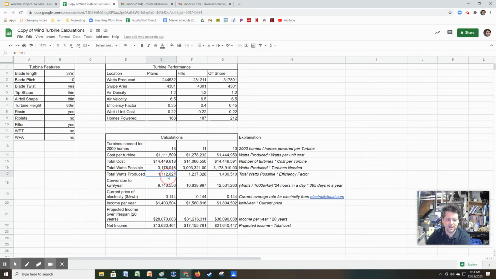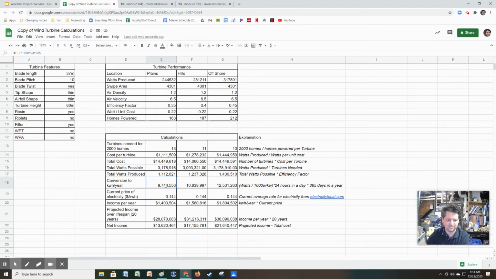I multiply the total watts possible by the efficiency factor here, because only 35% of the energy is used. So at maximum, I could have made 3 million watts. I'm really only going to get around 1,112,000 watts.